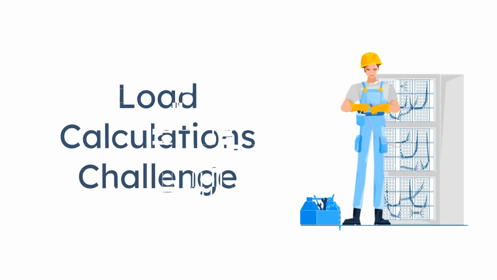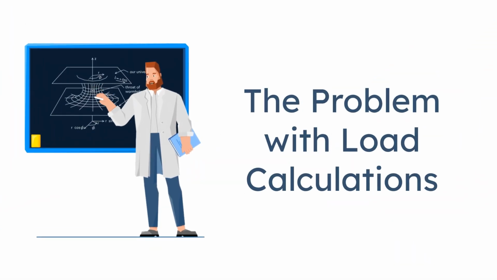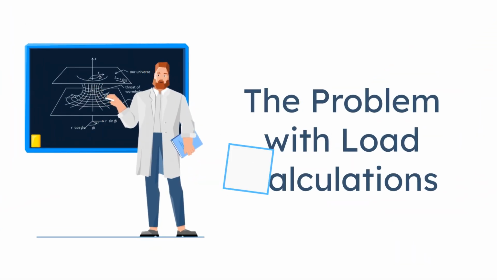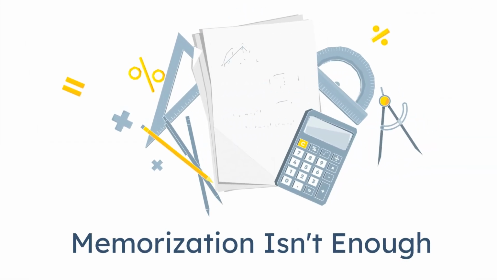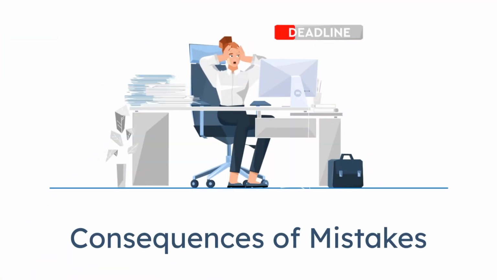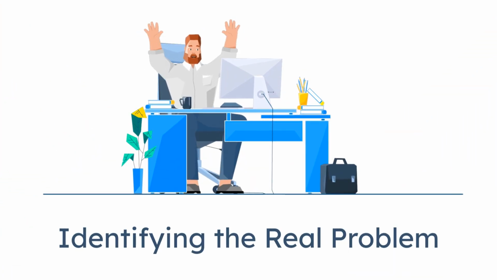Every year, electricians across Canada struggle with the same problem. Not because they're impossible, but because they're confusing, inconsistent, and often taught the wrong way. Many electricians are told to memorize formulas from the Canadian Electrical Code. One missed step can mean undersized services, failed inspections, or costly rework.